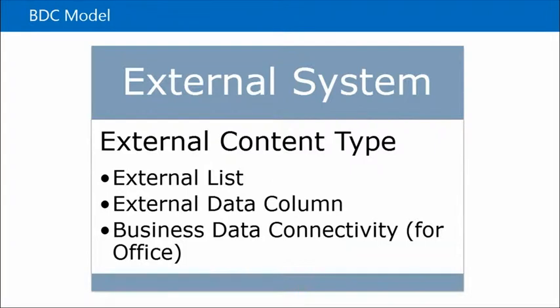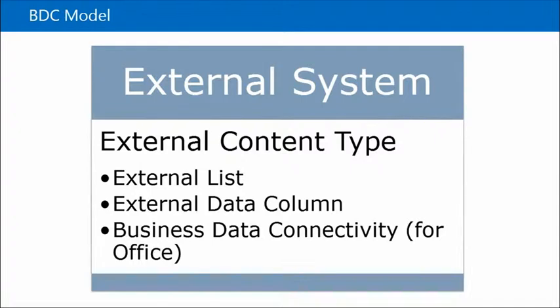Now I want to dig a little bit deeper into the pieces of the BDC model. There's an external content type that's inside the external system. The external system is also known as the BDC model, right? Inside the BDC model, you have an external content type. The external system defines things like the URL for the OData service in that case, or for SQL Server, the name of the SQL Server and how you're going to connect to it. The external content type, however, is much more similar to a regular SharePoint content type, like a document content type, like we were talking about in some previous modules.